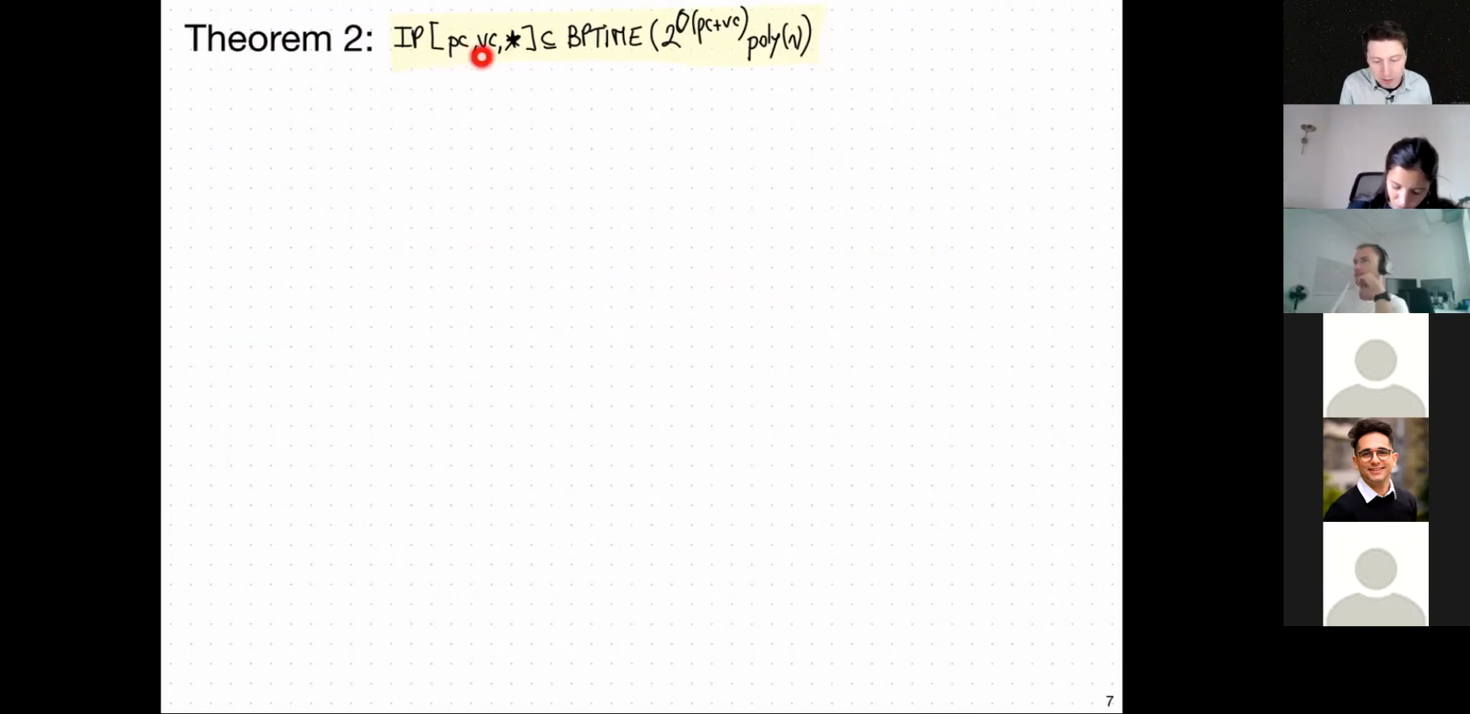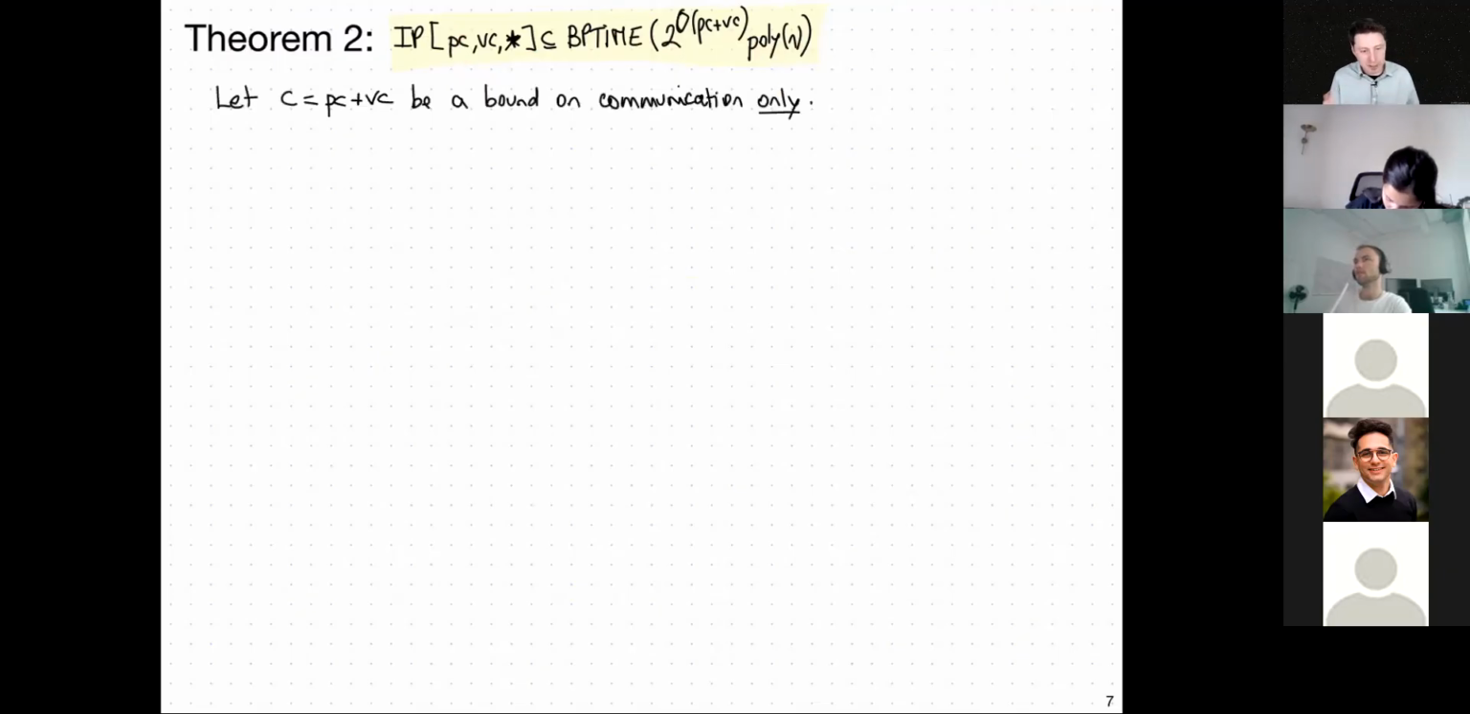Instead, we're going to only bound the amount of bits sent from the prover to the verifier and from the verifier to the prover. And we want to somehow argue that still, possibly by using randomness in the algorithm, you can still decide the language fast, exponential in the communication size alone.